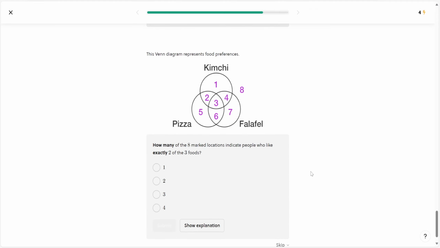This Venn diagram represents food preferences. How many of the 8 marked locations indicate people who like exactly 2 of the 3 foods? So exactly 2 is 3, because the one in the middle is exactly 3. So 3.